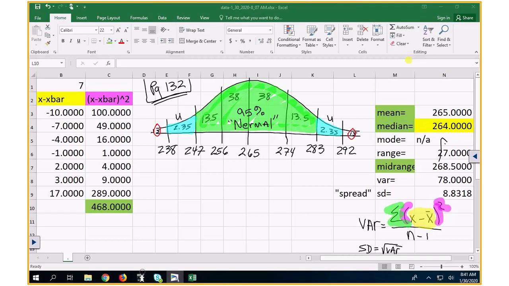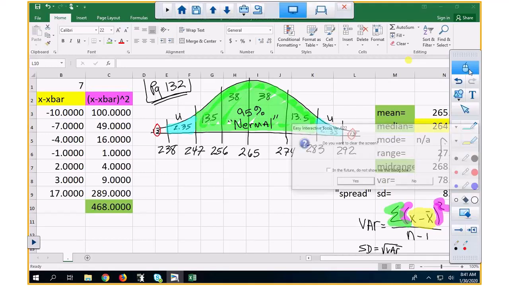Now, 5-number summary. Now we've only got 7 numbers, but I'm going to go ahead and do the 5-number summary just because you're going to be getting those questions. And then after we finish the 5-number summary, I'm going to go through and show you how to do this on your calculator.